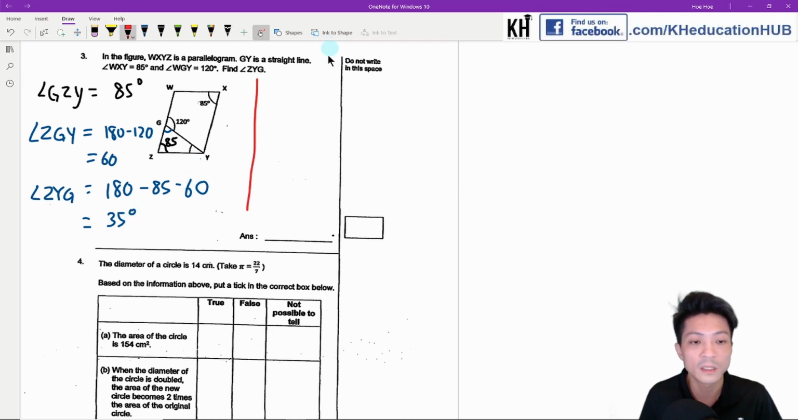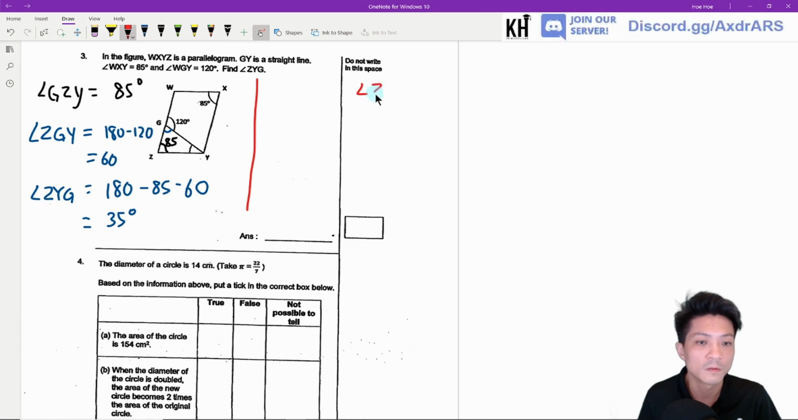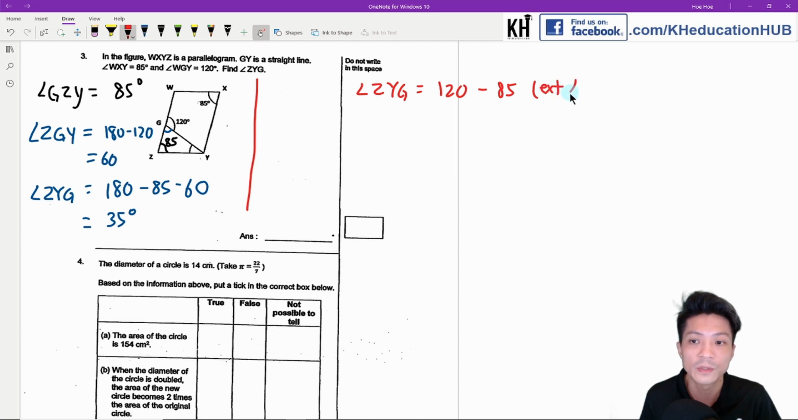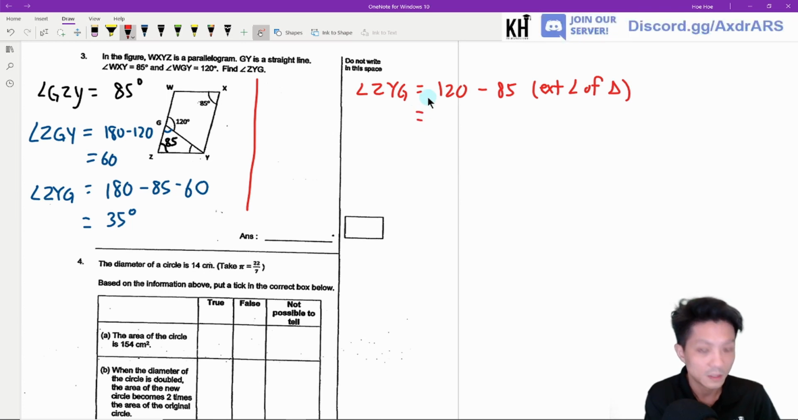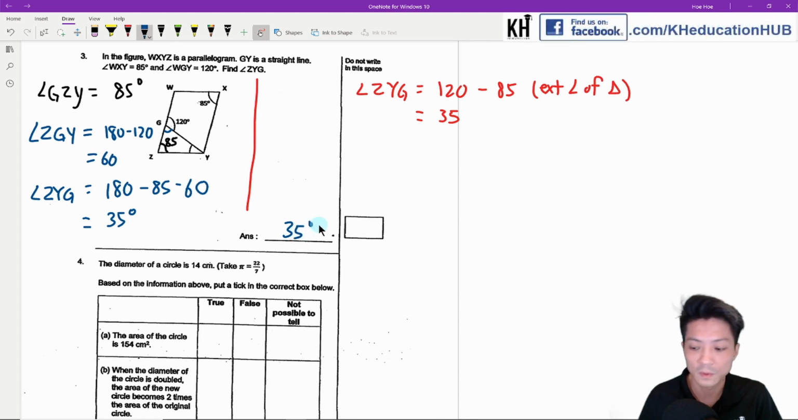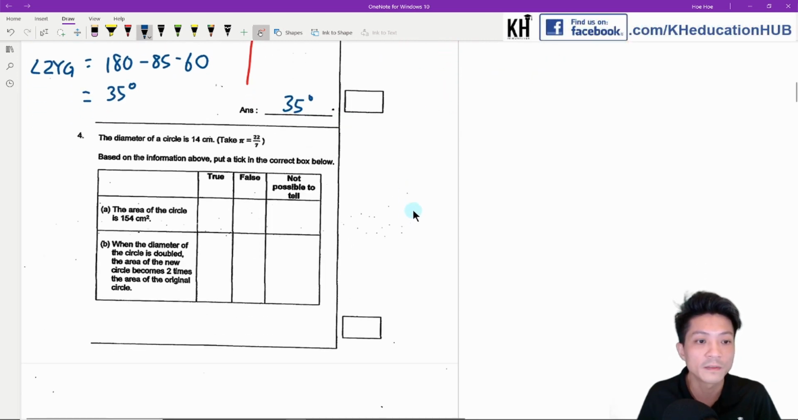Alternatively, you can use this way to find the answer of ZYG. You can straight away use 120 minus 85, if you're familiar with this rule, exterior angle of a triangle. This will also give you the same answer. So the answer to this question is 35.